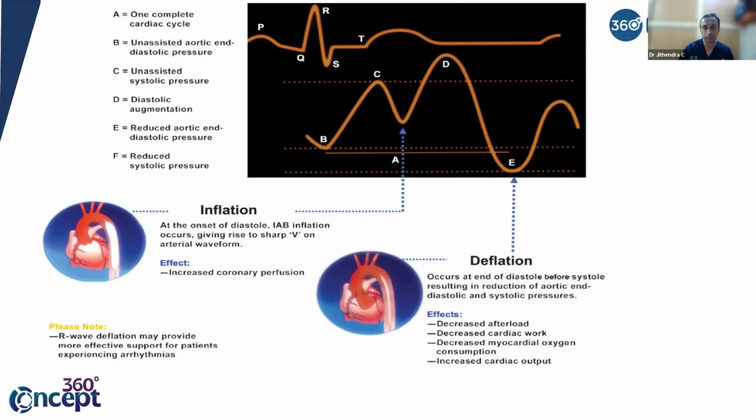So where does your inflation happen? It will usually happen at the peak of your T wave. You can all see at the T wave there is inflation which is happening, and at the peak of the R wave, that is just before your systole, that is when your deflation happens. Just before the peak of the R wave, you have a deflation because the heart should pump out blood. Okay, so inflation at the onset of diastole. You can see it as a sharp V wave. I told you with respect to the arterial trace, your inflation will coincide with the dicrotic notch.